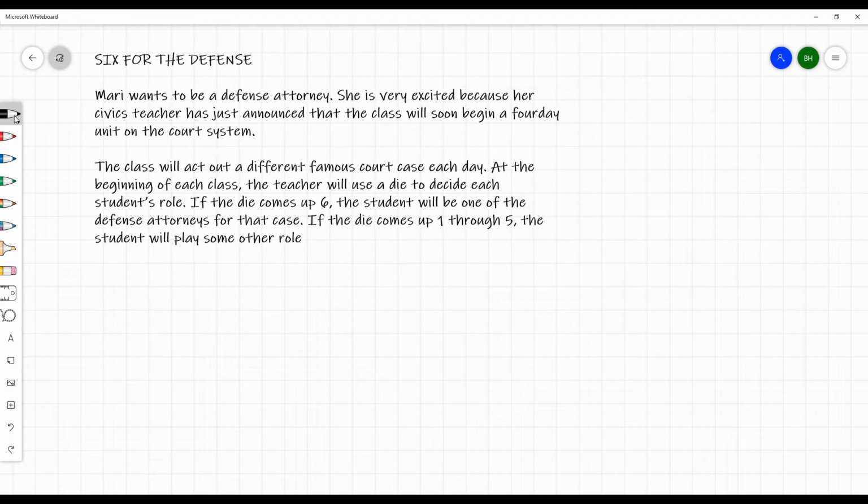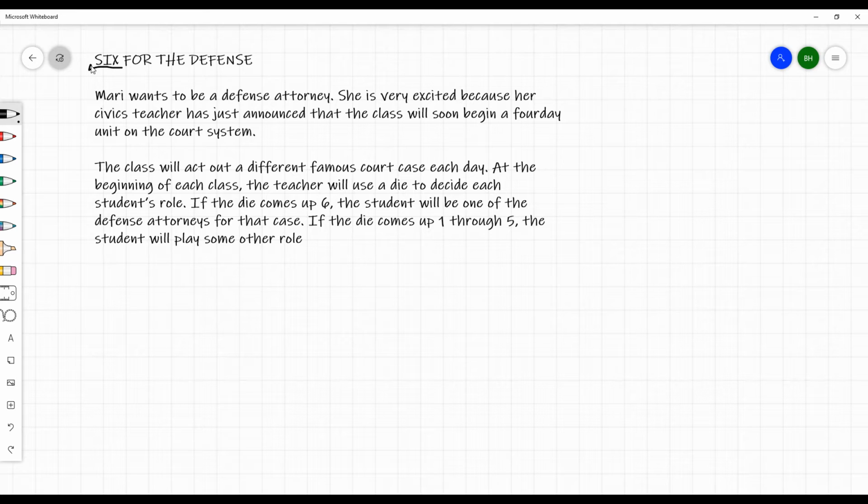In this video, we're going to be going over activity 6 for the defense and discussing how you find a solution for that. How do you organize your answers, and what does it look like to use the different probability rules that we have in order for us to get a solution?